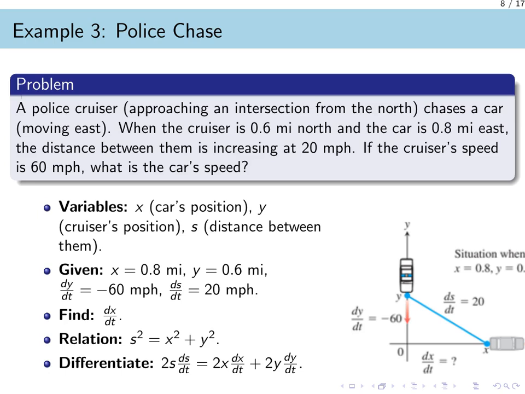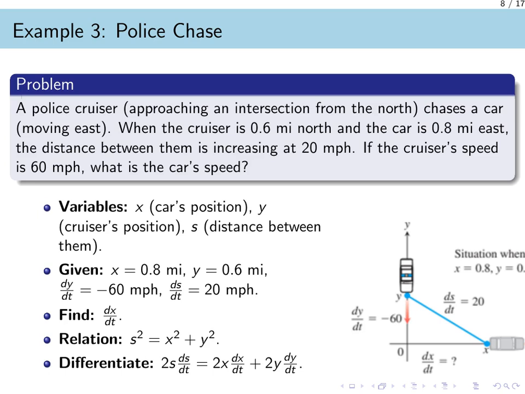Here we have a classic related rates problem, where the changing distances between two vehicles form a right triangle. I will model the car's eastward path along the x-axis and the cruiser's southward path along the y-axis, with the intersection at the origin. The variables x and y represent the legs of the triangle, and the distance between the vehicles, s, is the hypotenuse.